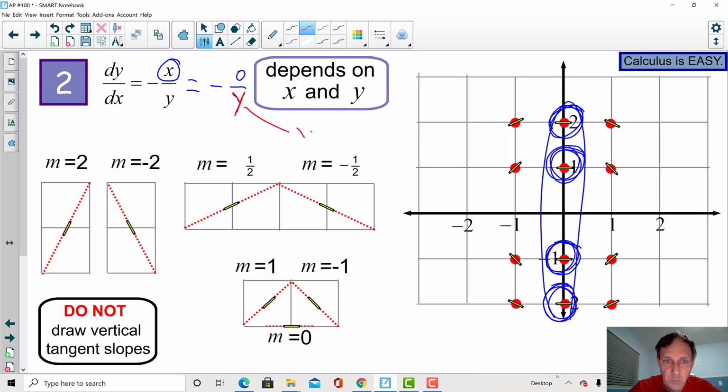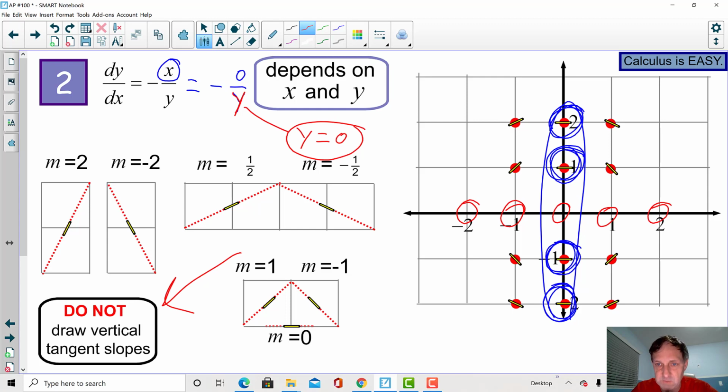So if we let y equal 0, we get undefined, and that's the x-axis. So there are no vertical slopes on the x-axis. There are no slopes drawn over here. And the AP test isn't even going to put a point there for you to draw it, because you should never, never draw vertical tangent slopes. They do not want you to draw a vertical tangent slope.